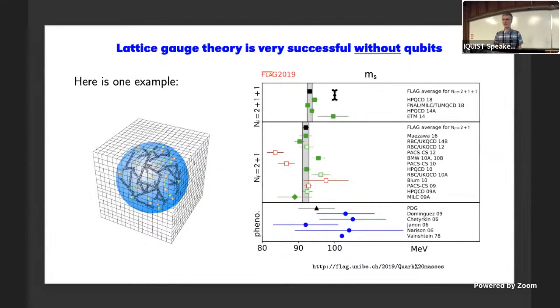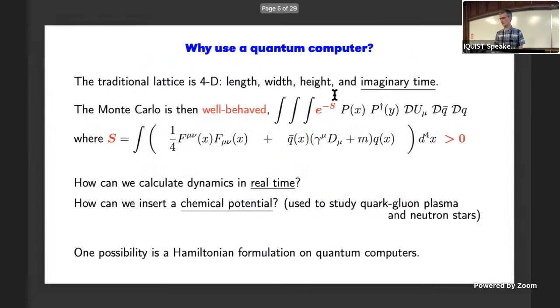So if lattice gauge theory is a wonderfully successful tool, then why would I want to use a quantum computer for lattice gauge theory? This seems to be something that's already working extremely well. To talk about that question, we should remember that the picture we've been drawing of a lattice is actually a four-dimensional lattice. It has a length and a width and a height and an extent in the time direction. Or more precisely, in the imaginary time direction.